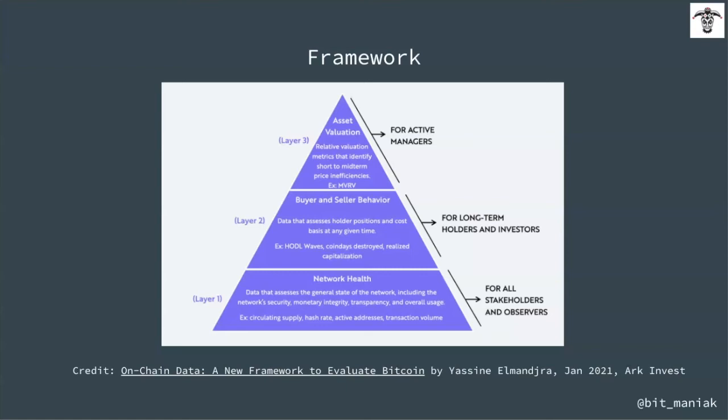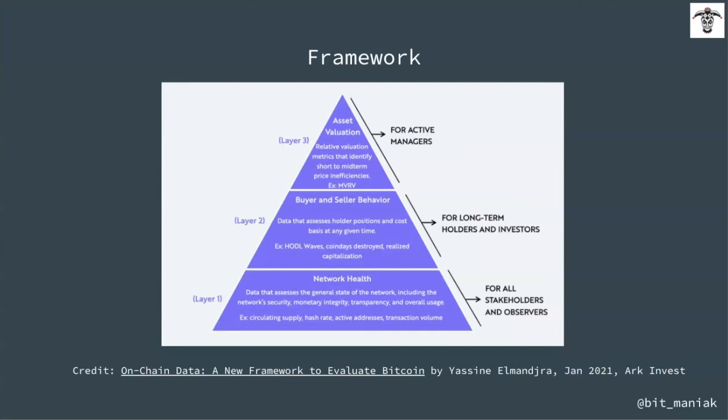This second layer of analysis is going to be crucial for medium to long-term investors who are allocating to Bitcoin. By looking at what the key network stakeholders are doing, we're going to get a sense for overall sentiment and possible medium-term price movements. And finally, the third layer, asset valuation.